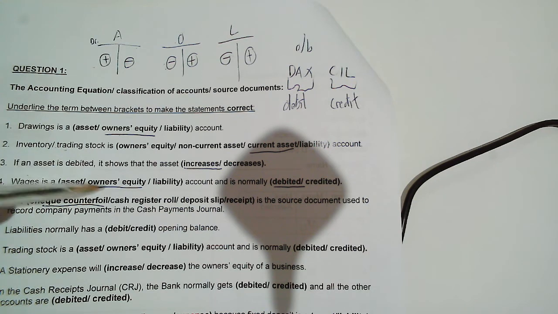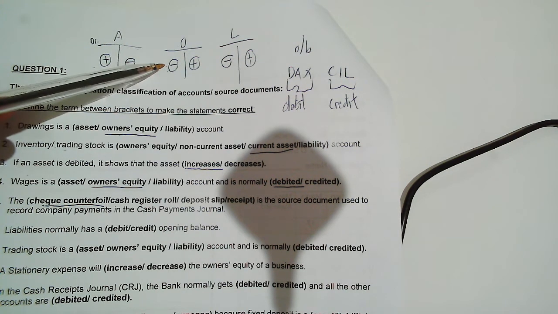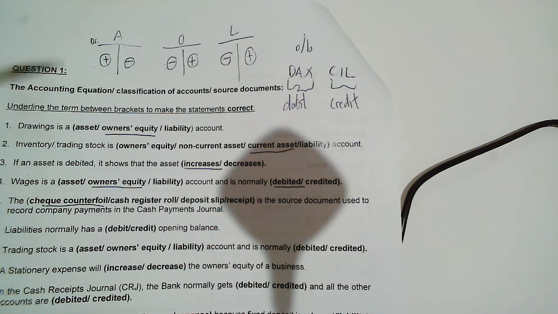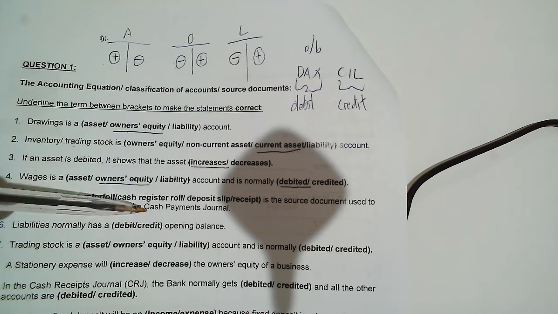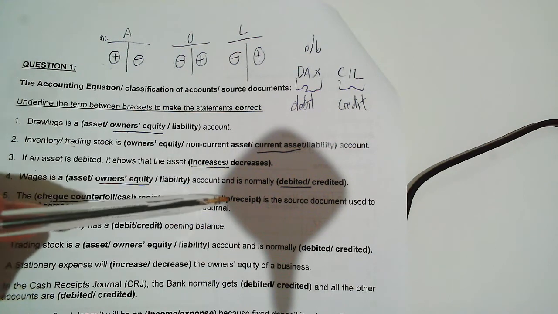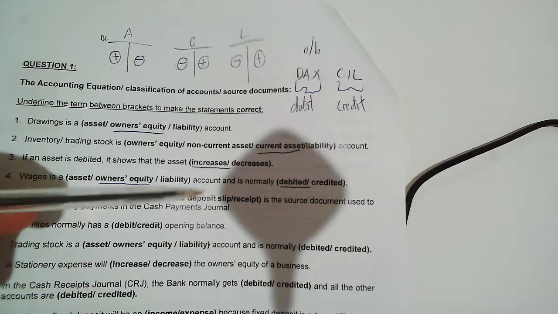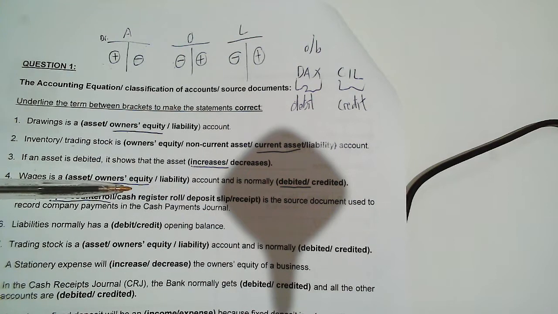Wages then is an owner's equity account, and it's an expense. Okay, so it's an expense, but they didn't ask you specifically if it was an expense, they just asked you if it was owner's equity, and is normally debited. Why is it debited? Because it makes the money of the business less when you pay the wages. Remember, you're thinking accounting from the point of view of a business owner. The check counterfoil is a source document in the CPJ. When you write out a check, so it won't be any of the others. The other 2 or 3 will be in the CRJ.